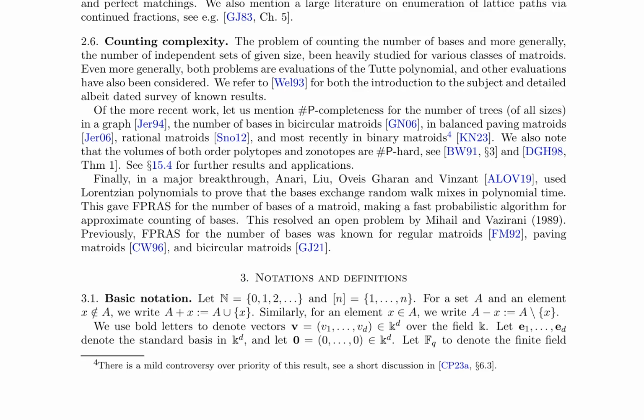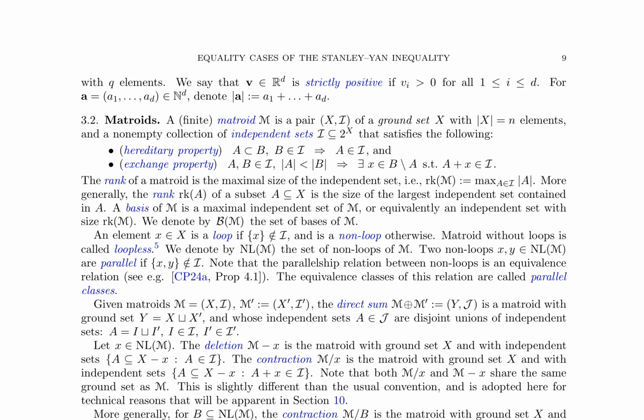It mentions the #P-completeness for the number of trees in a graph and the number of bases in bicircular matroids, among others. Finally, it notes the major breakthrough in proving that the bases exchange random walk mixes in polynomial time using Lorentzian polynomials, which resolved an open problem in approximate counting of bases. Here is a combined summary of pages 9 and 10 of the research paper.